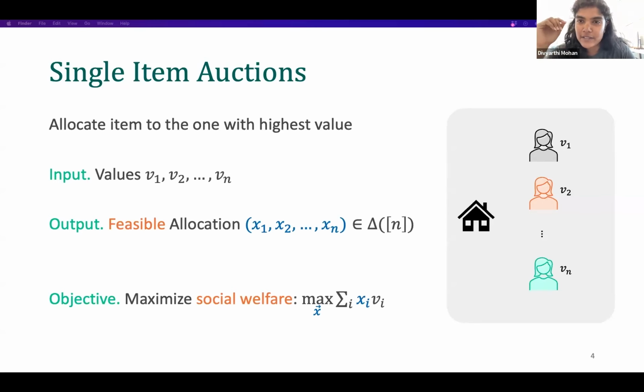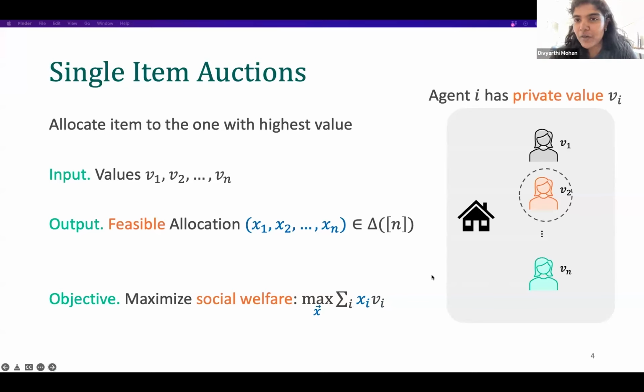Okay, so formally, I can think of this problem like this. I am given as inputs values v1 through vn. I want to output a feasible allocation, basically tell which of the n bidders is going to get the item. And I want to maximize the social welfare, that is, give the item to the bidder with the highest value. This is super easy, just choose the bidder with the highest value, right? But we are, of course, in the EC preview week. Everybody knows that this is not what this is about.